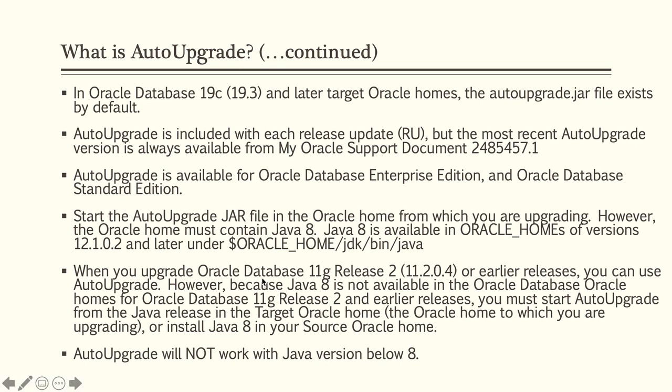So when you upgrade Oracle 11G release 2 or earlier releases, you can use AutoUpgrade from the 11G Oracle home, provided you should have copied this jar file there. However, because Java version 8 is not available in those old Oracle binaries homes, then in that case, you must start the AutoUpgrade from Java release in the target home, especially if they are on the same machine. If they are on different machines, then make sure that your source host is installed with JDK version 8. Without JDK version 8, your utility won't work. AutoUpgrade will not work if your Java version is below 8.